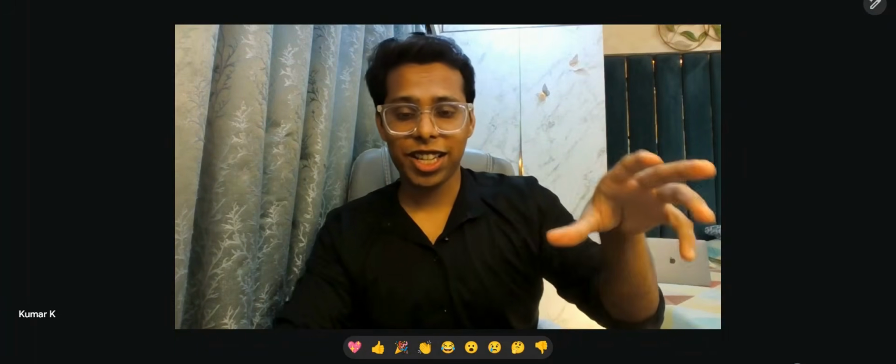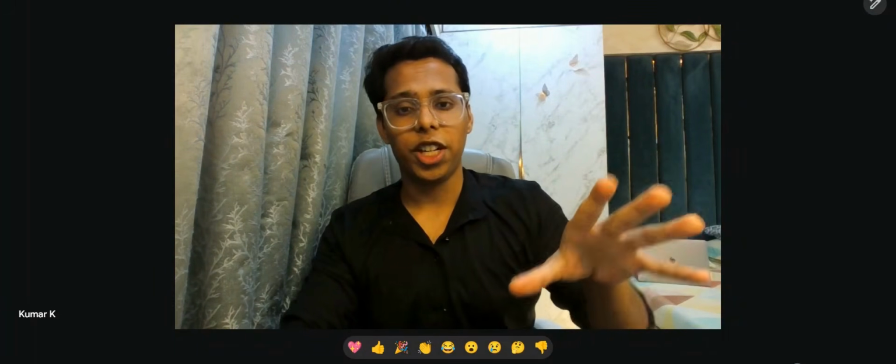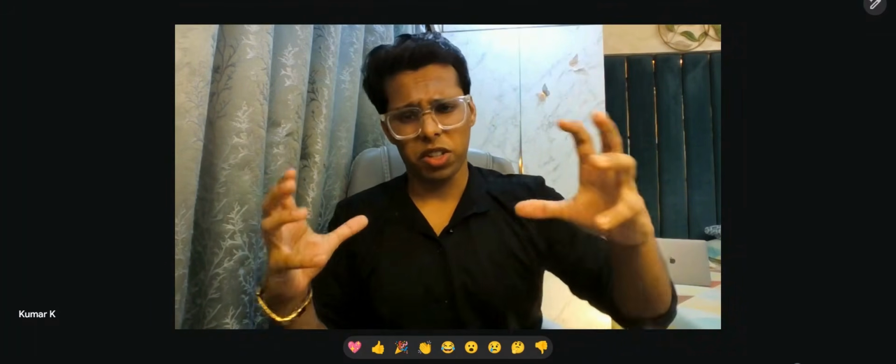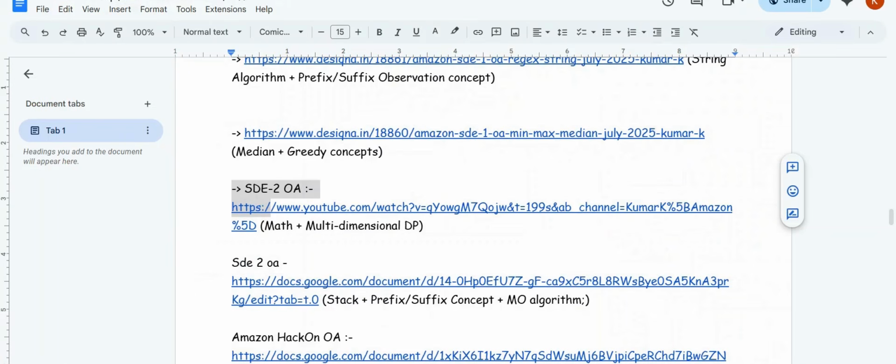So for the SD2 OA: generally, in SD Intern and SD1 OA, there is no difference in the difficulty level. They are similar. Sometimes even the SD Intern OA might be harder than the SD1 OA, depending on which problem set you got on which date. SD2 OAs are always difficult. I've seen that. For example, this was asked in one of the SD2 OA rounds.